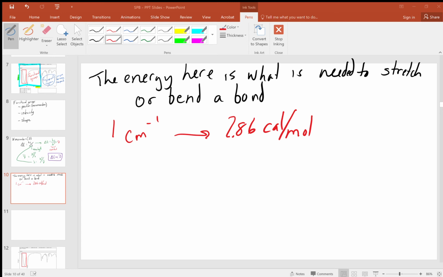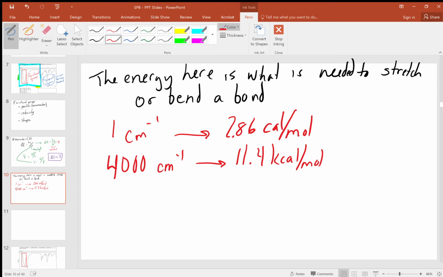Well, what about at the high end of our spectrum? If you go back and look at that spectrum, you'll see that the high end is about 4,000 wave numbers. Even that only calculates to about 11.4 kcals per mole.